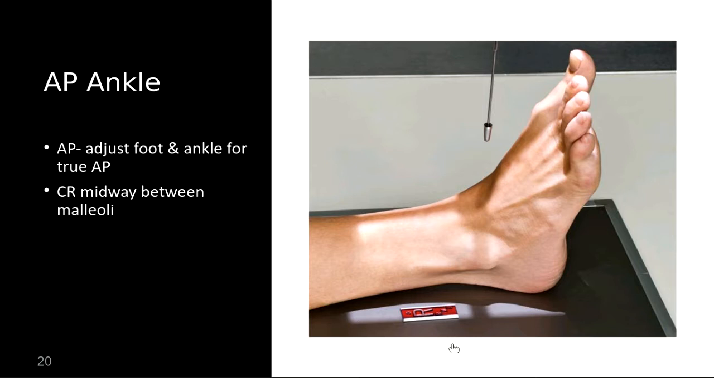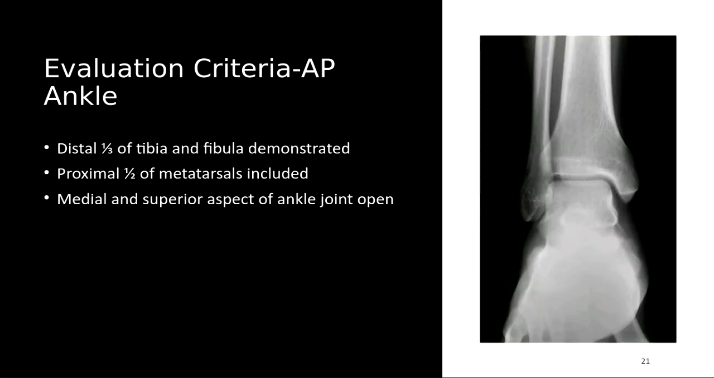Okay, and marker placement, these are going to hang tib-fib up. So marker placement is okay. Again, if it is a right ankle, then it should be to the right of the part, so the other side. But as long as it's there, it's acceptable. When we evaluate the AP ankle, you have to demonstrate the distal 1/3 of the tibia and fibula. You want the proximal half of the metatarsals to be included, and the medial and superior aspect of the ankle joint should be open.